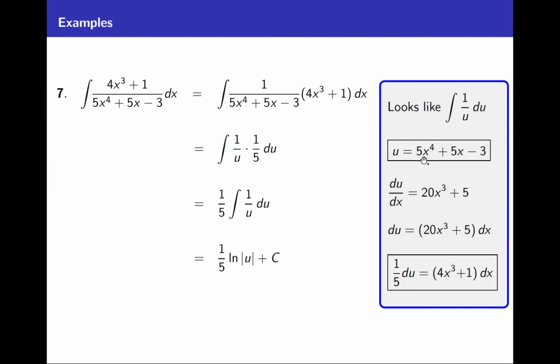And finally, replace that u inside the ln with what it's equal to. And there's our answer. This integral equals 1/5 ln of the absolute value of 5x to the fourth plus 5x minus 3 plus c. And I'm not going to do it here, but you can quickly check even in your head. It's a really simple computation. Take the derivative of this answer, and you will get this integrand. So it checks back.